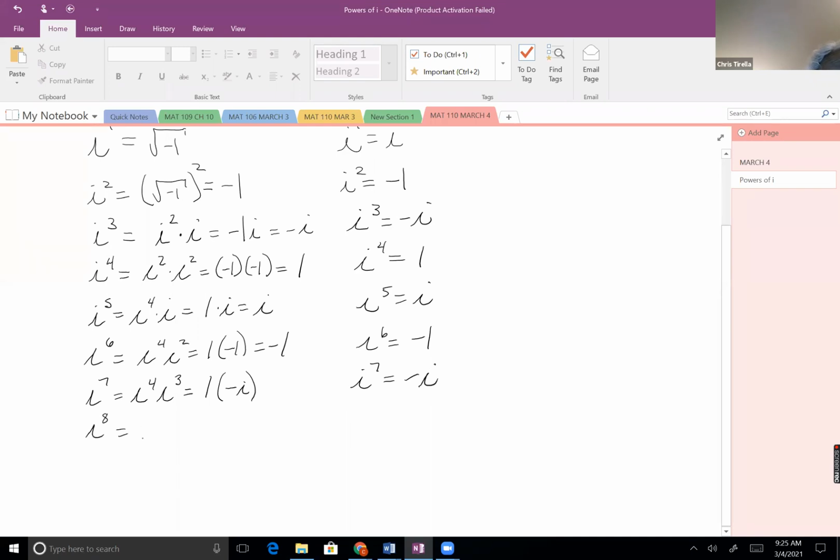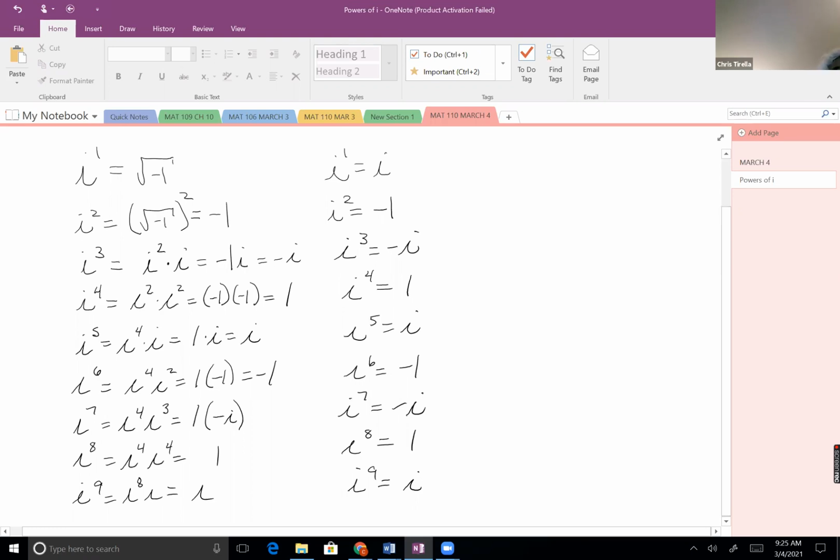i to the eighth would be i to the fourth times i to the fourth, which would bring me back to 1. And in the same way, I could keep on going. i to the ninth is i to the eighth times i, which would give me just i. And I could keep doing this on and on. And you see how I have those 4 different answers and they just repeat.